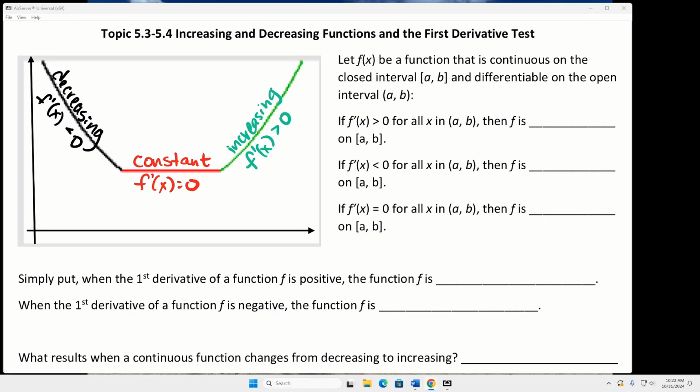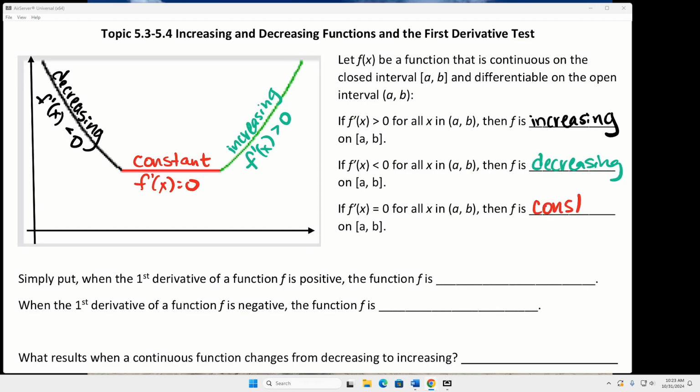So anytime that the first derivative is positive on an interval, that means that the function is increasing. Negative means the function is decreasing, the original function f. And when f prime is 0, it means that f is constant.